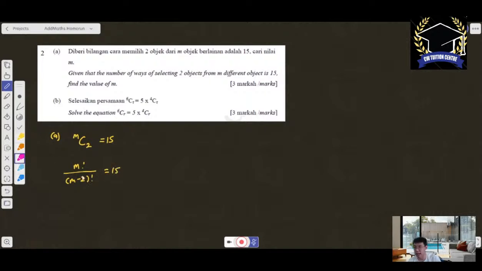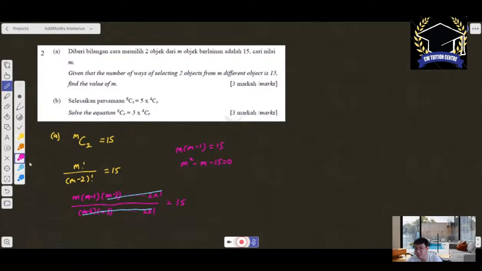What is m factorial? m factorial is m times m minus 1 times m minus 2 times m minus 3, m minus 4, until times 3, 2, 1. Divide by, what is m minus 2 factorial? You start with m minus 2, m minus 3 and keep on multiplying until 2, 1, equal to 15. So you can see top and bottom can be cancelled. So you will be left with m times m minus 1 equal to 15, and then expanding, m squared minus m minus 15 equal to 0. So I try to find the answer here, but I don't think we can find it.